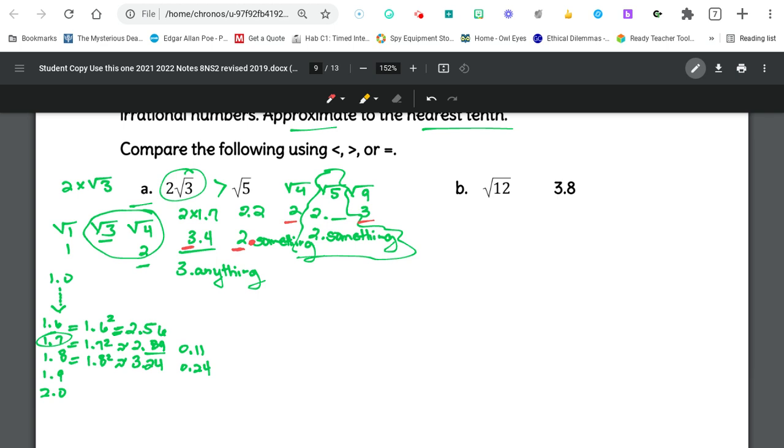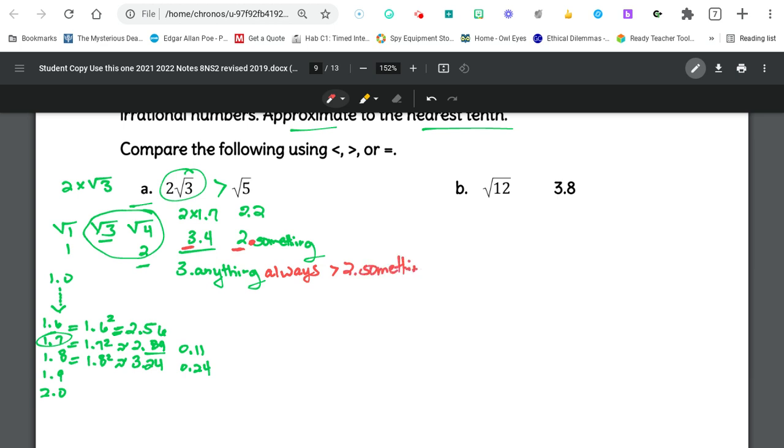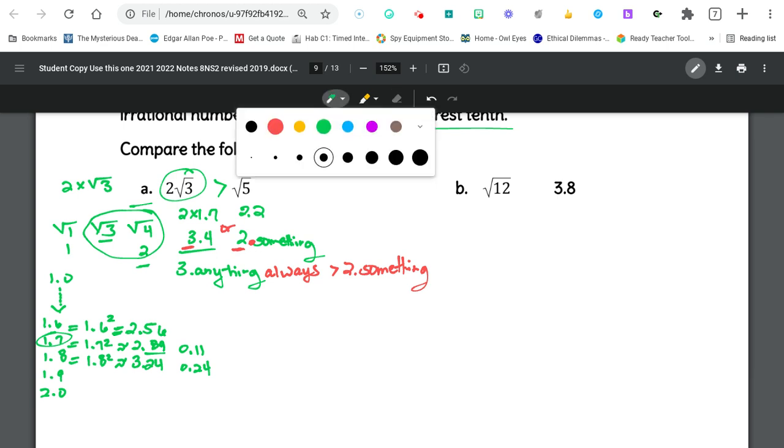All right, let's take a look at the square root of 12. And if you don't understand what I'm talking about, y'all stop the video and call me over there and I'll explain it. Please. All right, let's look at B. I got sidetracked.